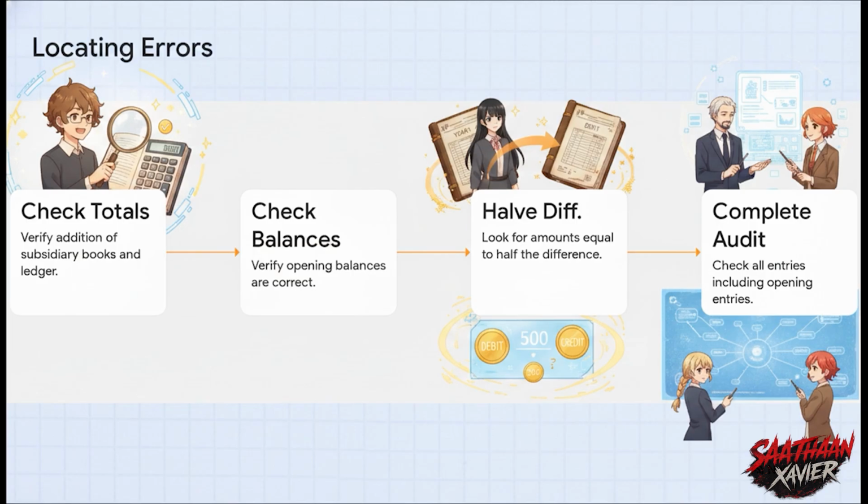Now, here is an absolutely brilliant trick you should always look out for. Halve the difference. Think about it. If your trial balance is off by exactly 500, go look for a 250 transaction. Why? Because if you accidentally post a 250 debit as a 250 credit, it creates a 500 gap. It's a lifesaver. Finally, if all else fails, you've just got to do a complete audit of all nominal accounts, tracing every single entry back to the subsidiary books.